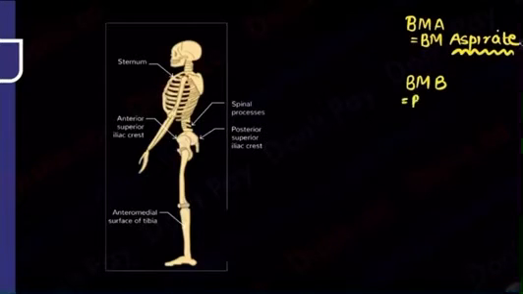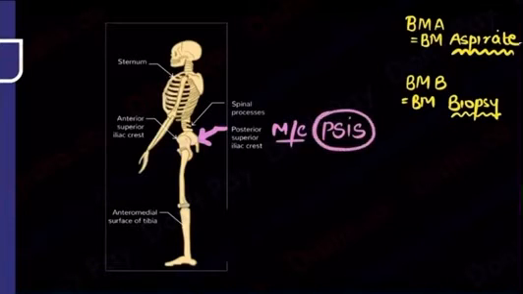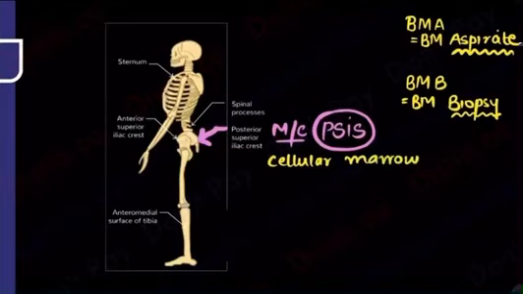Whereas, what is BMB? BMB stands for bone marrow biopsy. Biopsy means it's a tissue. You're not going to take any liquidy material. You're going to take proper tissue. So remember, be it a bone marrow aspirate or a bone marrow biopsy, where are you going to do it from? The most common or the preferred site is the posterior superior iliac spine. The PSIS is the most common location from which this is done, be it BMA and BMB, because it gives you a cellular marrow, and it's also easier to perform. And I'll tell you why.